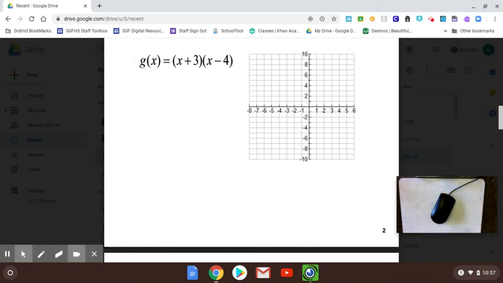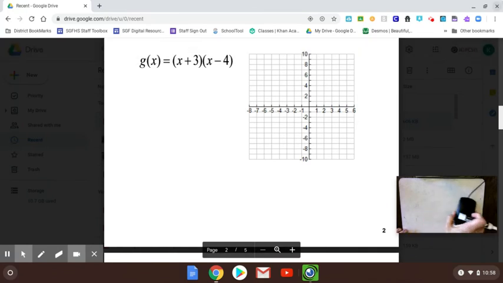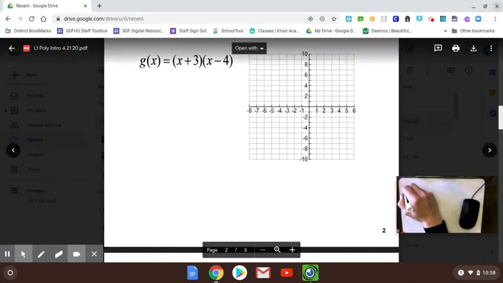Hello everybody, this is part 2 of the polynomial intro lesson. You're looking at this quadratic right here. It is in factored form already. So what I'm going to do is switch over to the screen and we'll talk about this thing real quick. Alright.